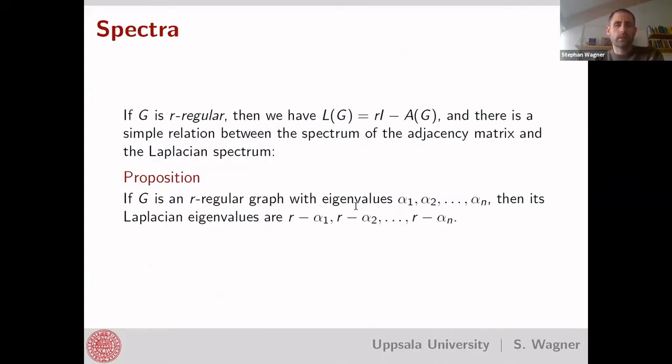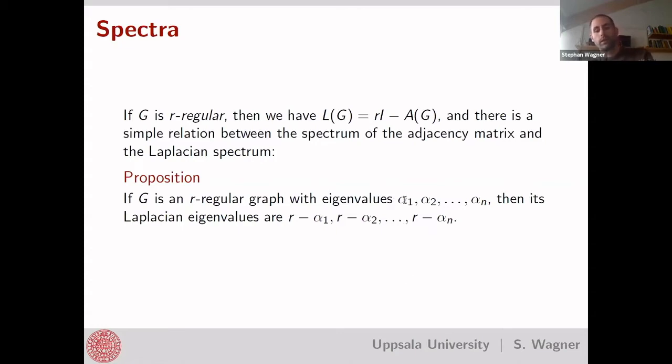Generally, adjacency spectrum and Laplacian spectrum are not related in any particular way, but if the graph is regular, so if all the vertices have the same degree, then we have a very simple, straightforward connection between Laplacian and adjacency matrix. The diagonal entries are then all the same, they're equal to R. So we can write the Laplacian matrix like this, RI minus A, and it follows that the eigenvalues are related in a very simple way.